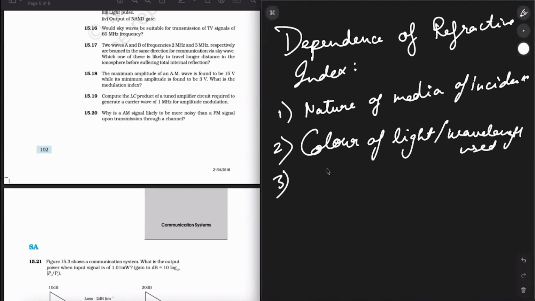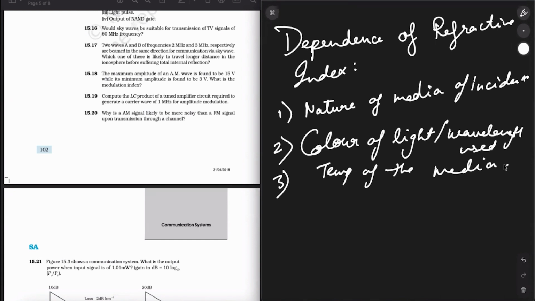Third, temperature of the media. So the refractive index decreases with the increase in temperature. Now the total internal reflection we talk about: when a ray of light goes from a denser to a rarer medium, it bends away from the normal, and as the angle of incidence in denser medium increases, the angle of refraction in rarer medium also increases.